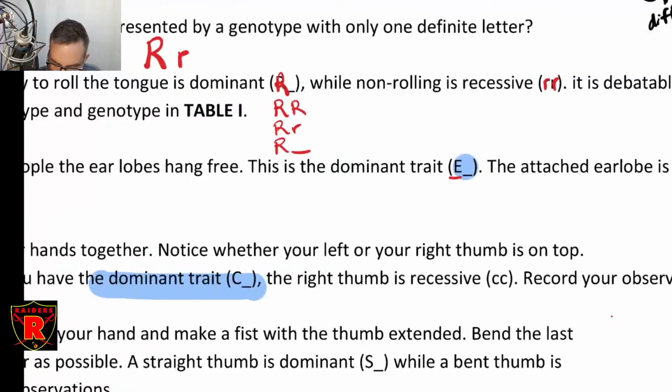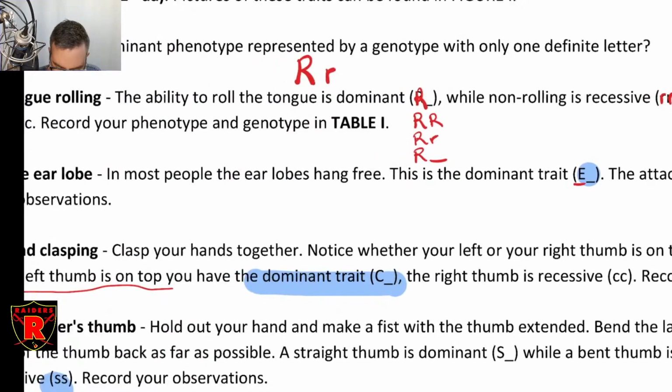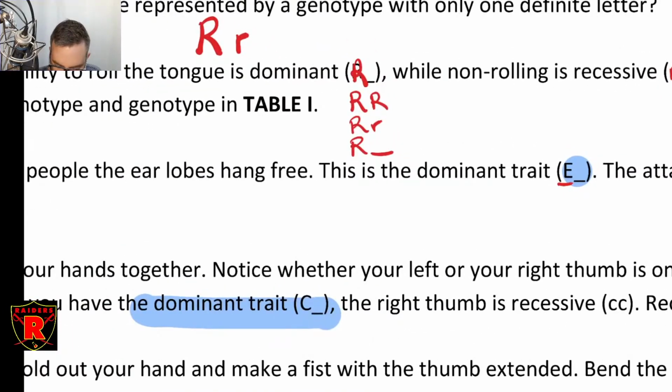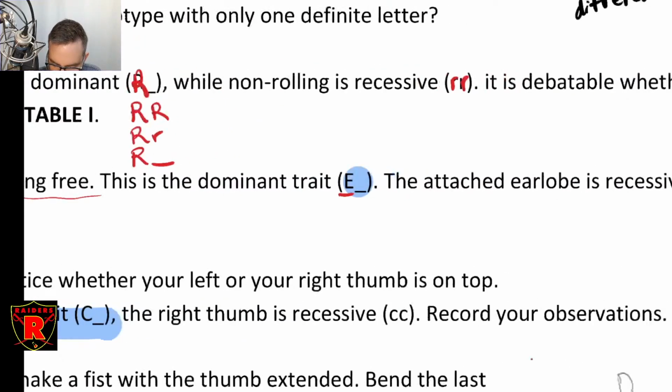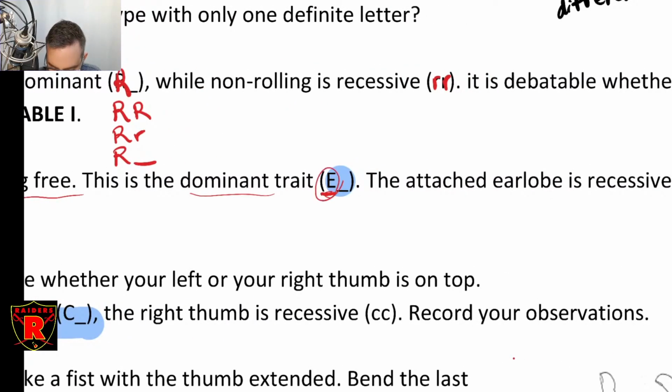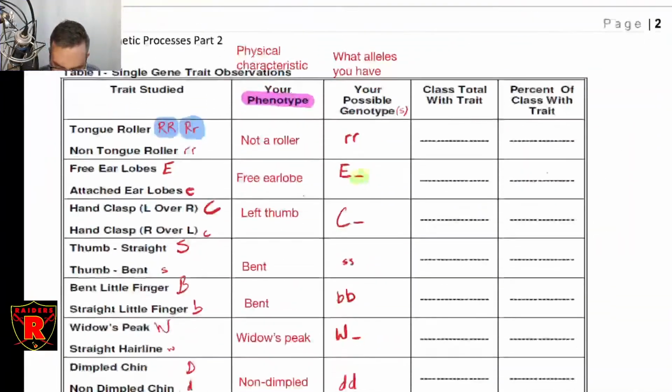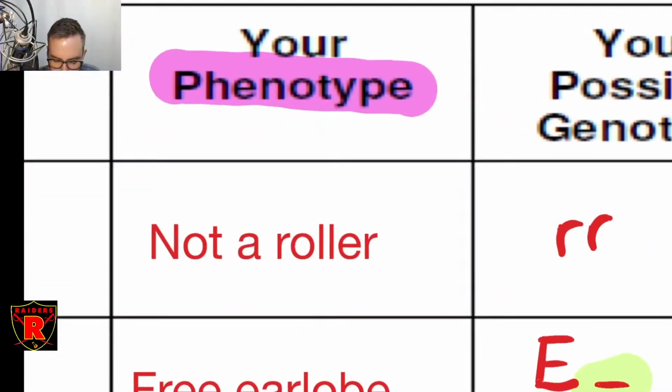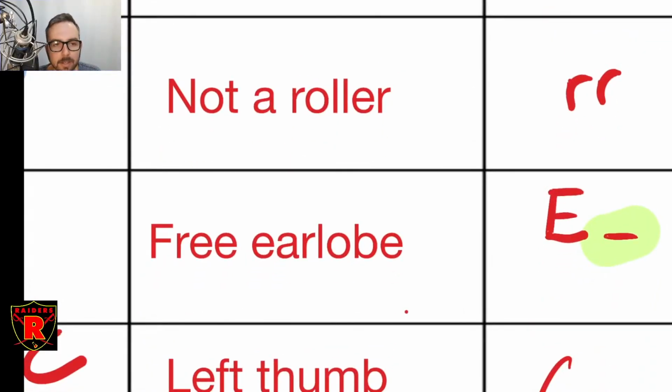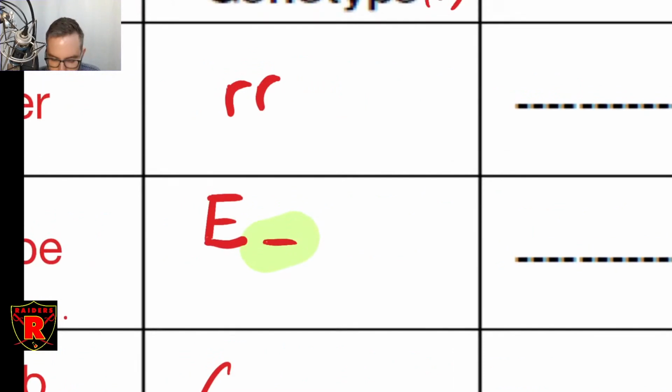So they've indicated that earlobes hang free, that is unattached, is dominant. Okay, and they're denoting that with a capital E, whereas little e would mean attached. Okay, so I'm unattached. I have free earlobes. That is my phenotype. My genotype, therefore, since I have the dominant trait here, is going to be big E, but I don't know what the second one is. All I know is that I have at least one big E.